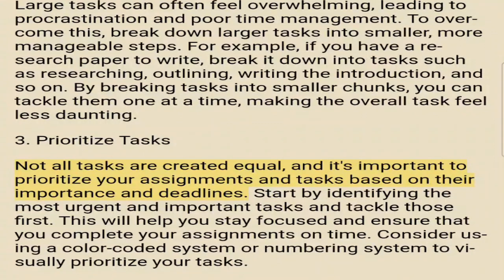3. Prioritize tasks. Not all tasks are created equal, and it's important to prioritize your assignments and tasks based on their importance and deadlines. Start by identifying the most urgent and important tasks and tackle those first. This will help you stay focused and ensure that you complete your assignments on time. Consider using a color-coded system or numbering system to visually prioritize your tasks.